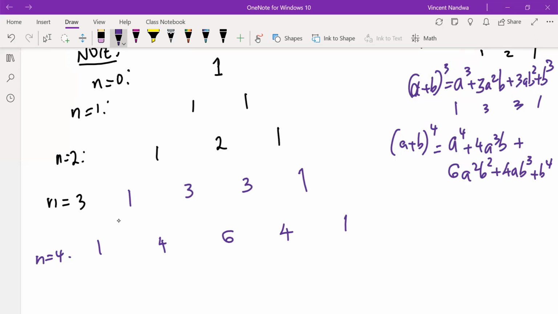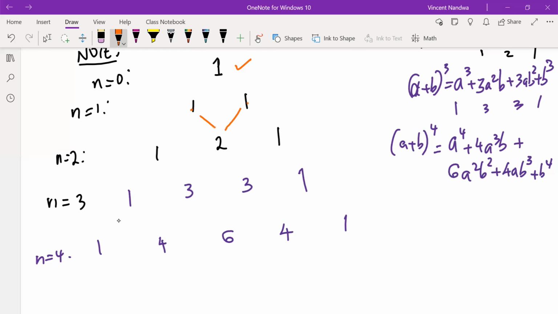There's a pattern here. You see, when n is 0, we have 1. Then when n is 1, coefficients are 1, 1. Then when n is 2, coefficients are 1, 2, 1. So you see, each of the extreme ends coefficients are 1. And to get these two, we are simply adding this one and this one.